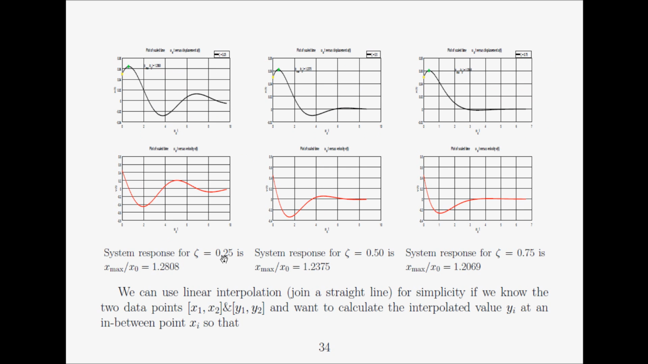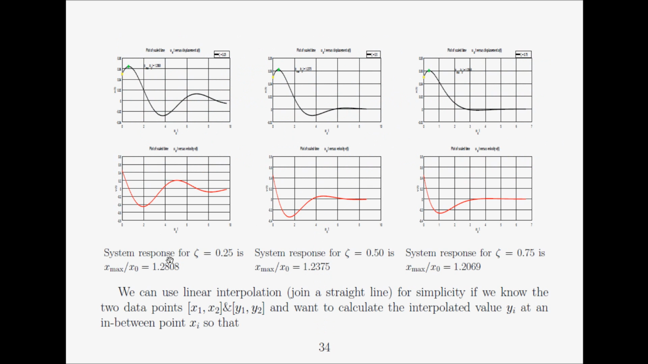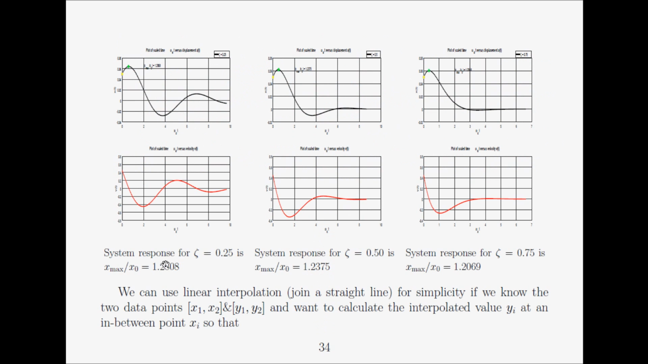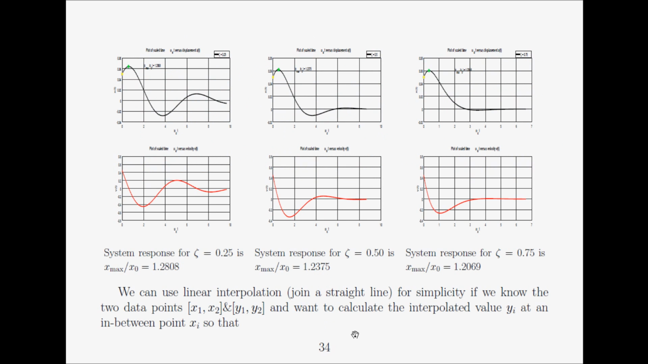In this particular case, zeta is 0.5. We get an answer, 1.2808. Zeta is 0.75, we get an answer, and so on and so forth. So for various values of zeta between 0 and 1, for a system to be underdamped, we'll get a black curve, a system response. And each of these black curves for various zeta values will have different results at the end of the day, as we see over here. Then, based on these various results, we can simply interpolate the data to get an answer.